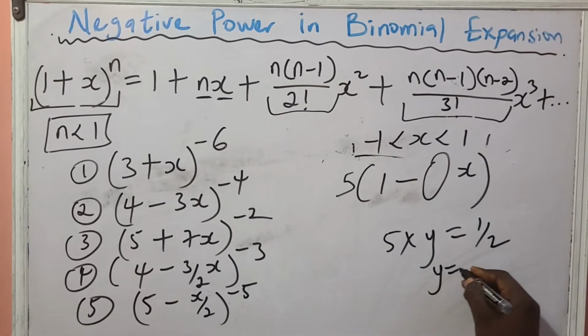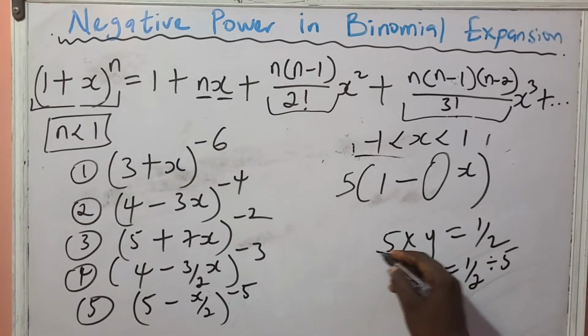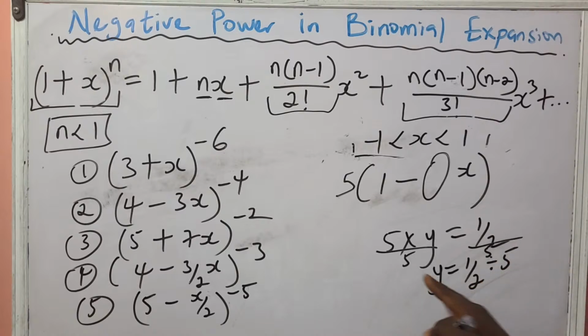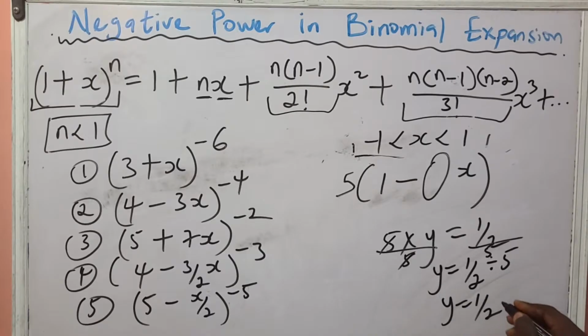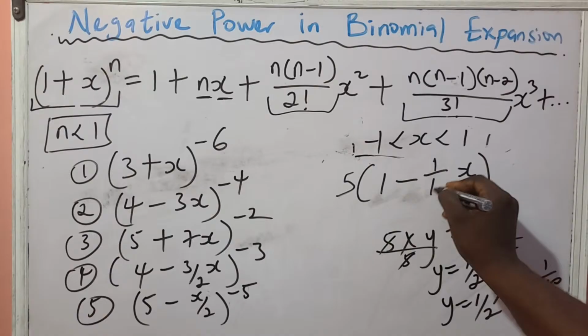So y here will be equal to 1 over 2 divided by 5. This is actually what I'm doing, dividing both sides by 5. Now 5 will cancel 5, and it will be left with y equals 1 over 2 divided by 5, which is y equals 1 over 2 multiplied by 1 over 5, which will be 1 over 10. So that means the answer here is 1 over 10.